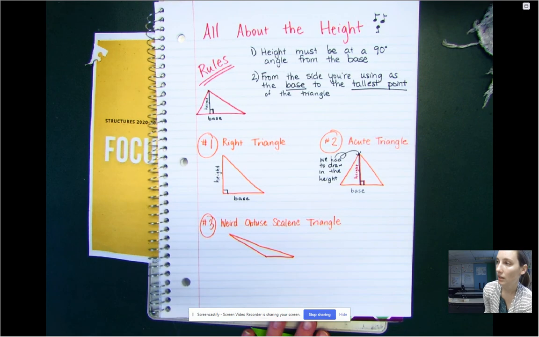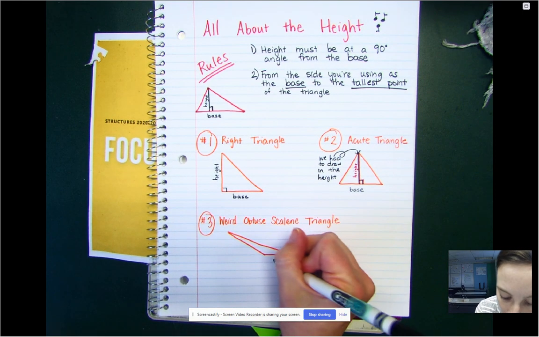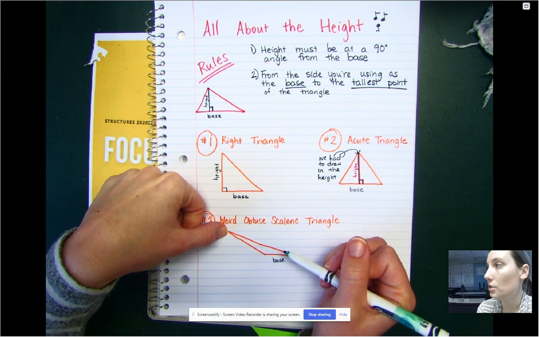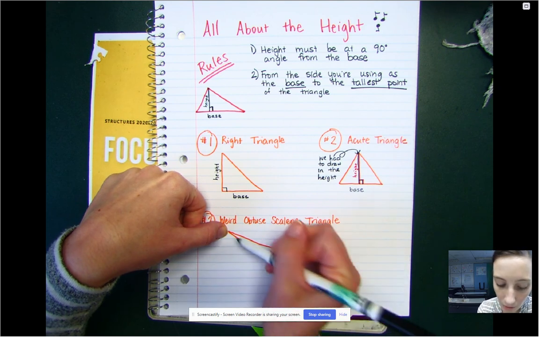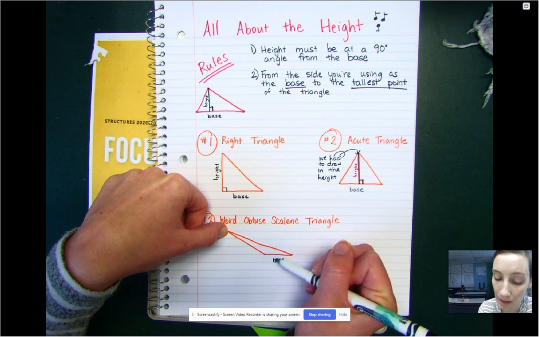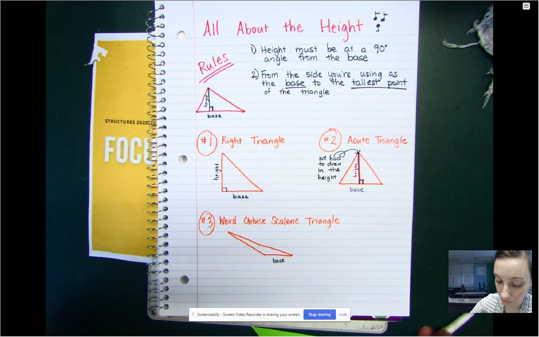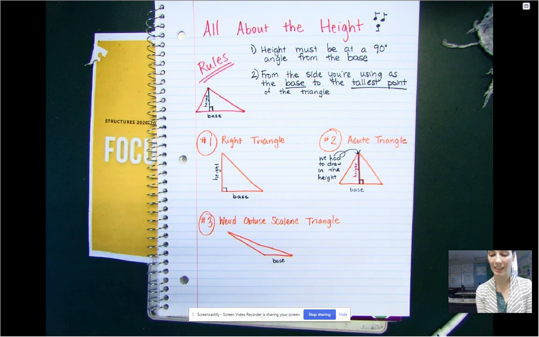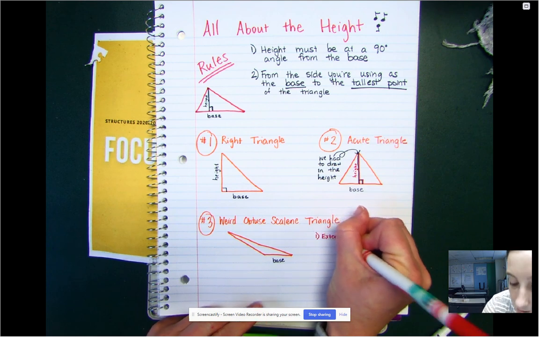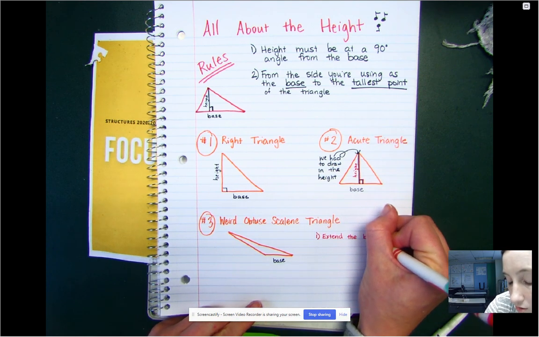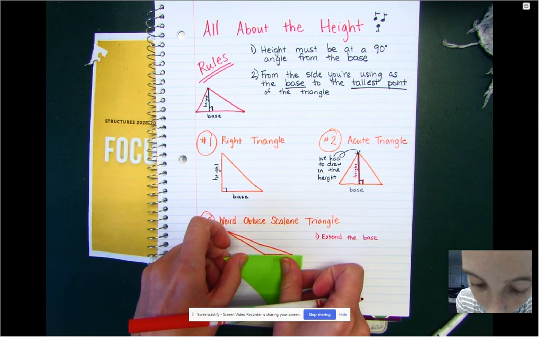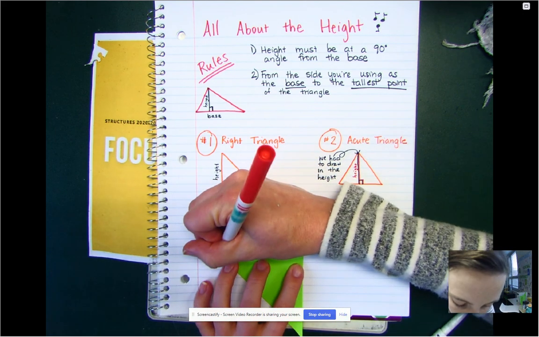Okay? Now you'll notice we have our base here, but our tallest point of the triangle is over here, and there is no way that we can connect this point to that base and make it meet at a 90-degree angle. It's just not possible. So we have to do 2 things for these. The first thing we have to do is we have to extend the base. And it helps to use a straight edge to do this. Or sometimes you'll see them use a dotted line to do this. Either way.